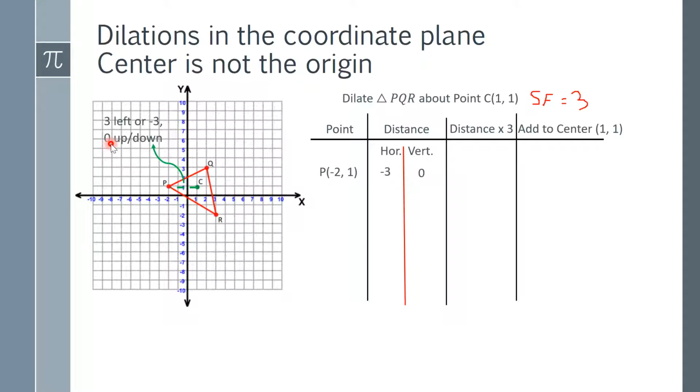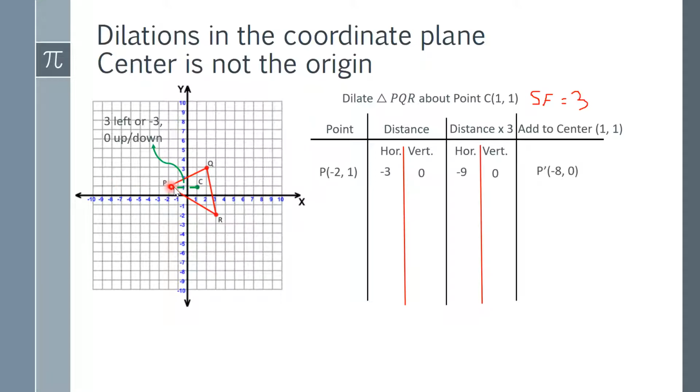We're going to multiply those by 3. So that gives me -9 and 0. 3 times 3 is 9, and 0 times 0 is 0. Now what we do with this is we go to our center, and we add this to the x value. So 1 plus -9, and then 1 plus 0. And so in this case, that's going to give me (-8, 0). So that's going to be my image point. That's going to be where my image is. That means my image for this is going to be at (-8, 0) right here.